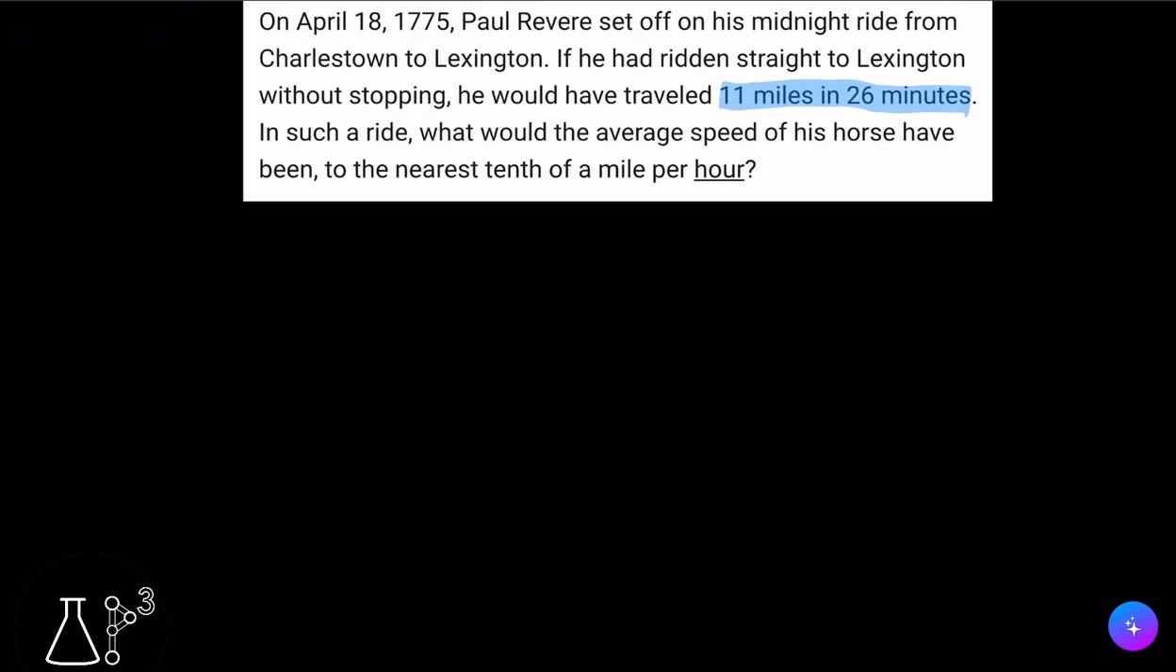Okay. So besides 11 miles in 26 minutes that he went to Lexington nonstop, at a consistent rate, we're looking for the average speed of his horse to the nearest tenth of a mile per hour. Let me write what's given. We're given that he traveled 11 miles in 26 minutes nonstop from Charlestown to Lexington, and we're looking for the average speed of his horse to the nearest tenth. The nearest tenth means we're going to have to round. Anytime you see to the nearest tenth, 100th, or 1000th, you're going to need to round in those types of questions.